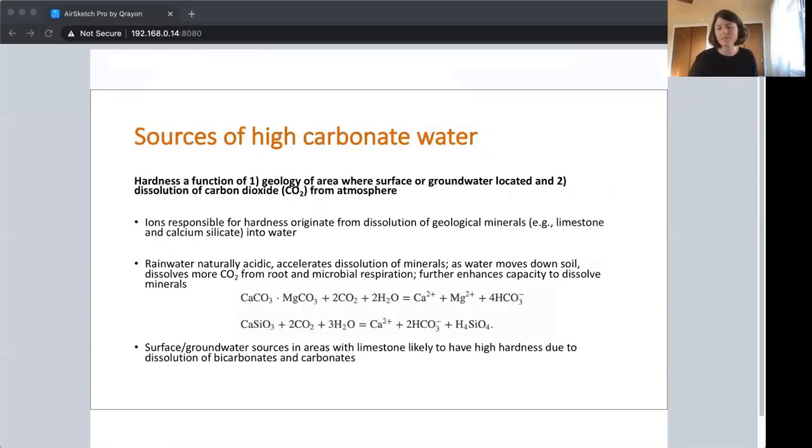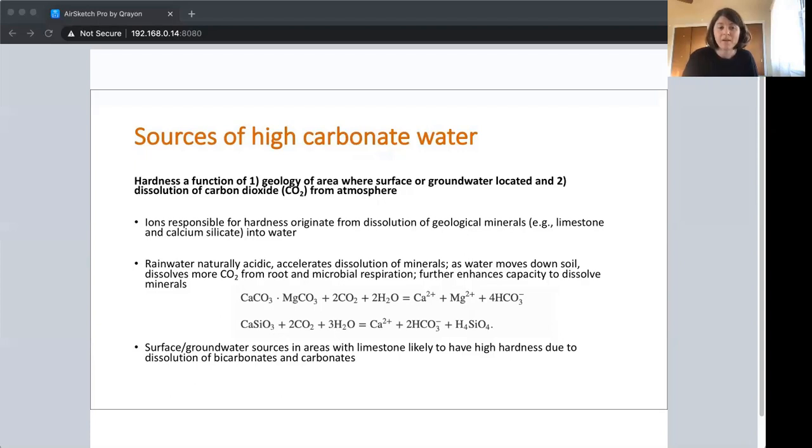Okay, and so some sources of high carbonate water. Well, hardness or high carbonate water is really a function of the geology of the area, where that surface or groundwater is located, and the dissolution of carbon dioxide from the atmosphere. So I will talk about that in a bit more detail.